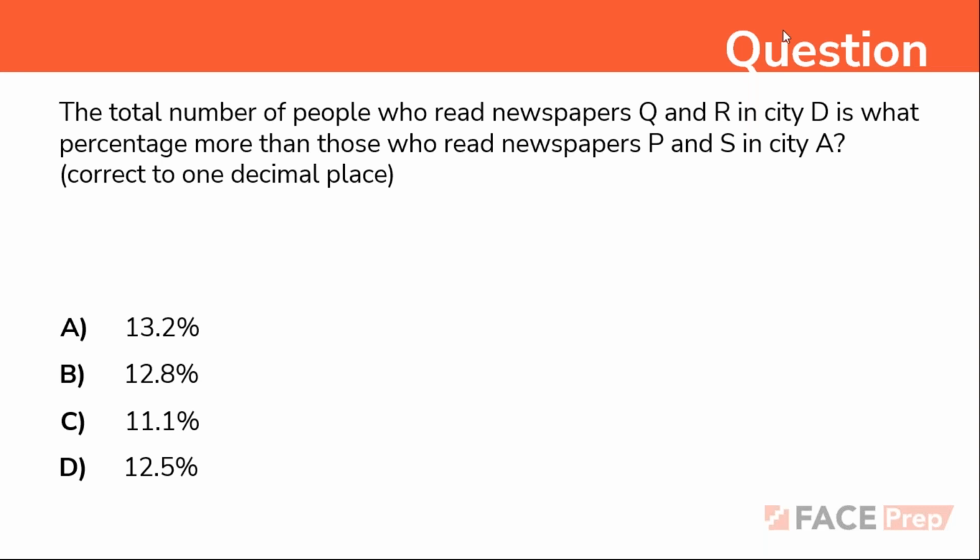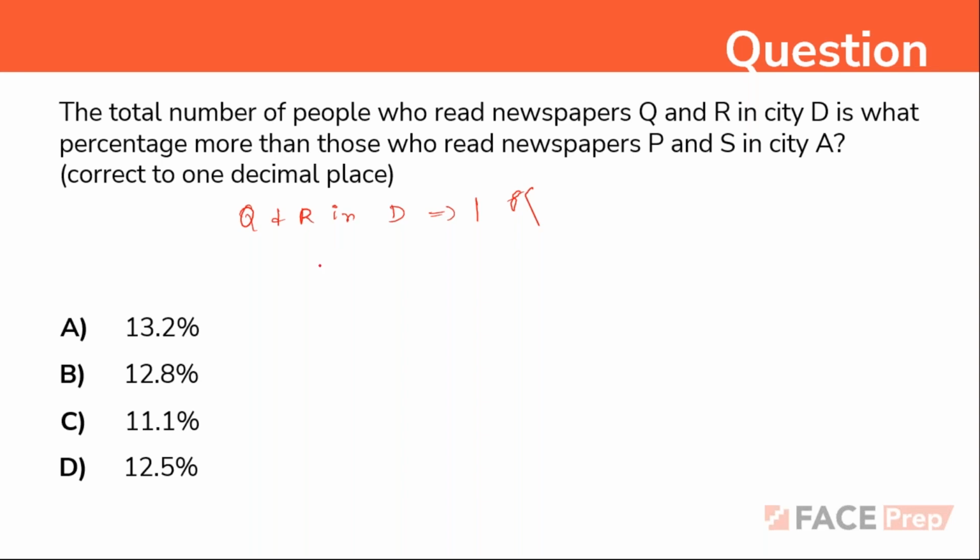The total number of people who read newspapers Q and R in city D. So I guess this is already calculated, right? Q and R in city D is already calculated. That is 18 lakhs. In the first question itself, we have calculated. It's 18 lakhs.